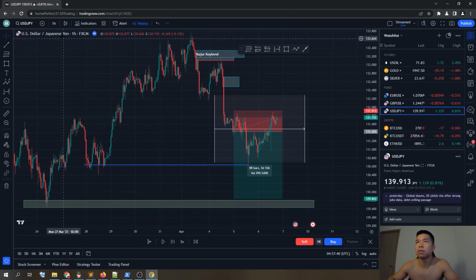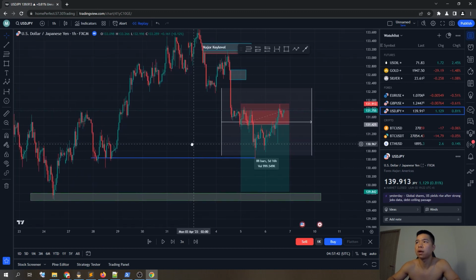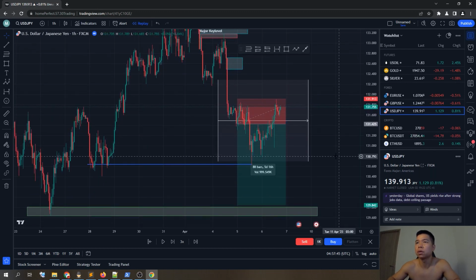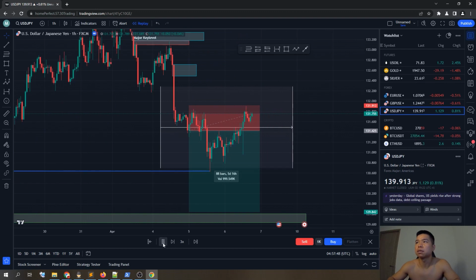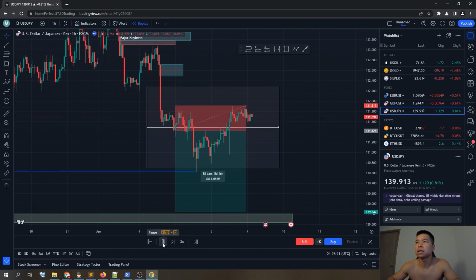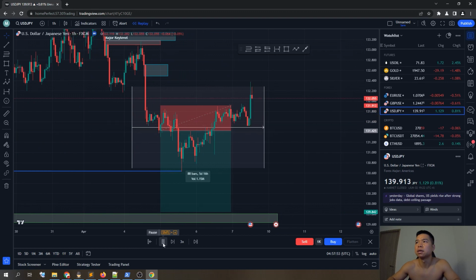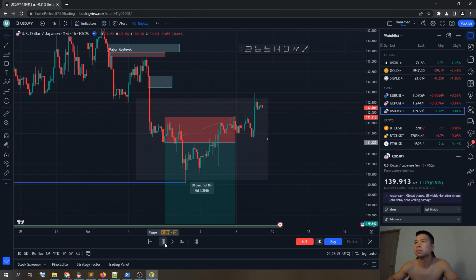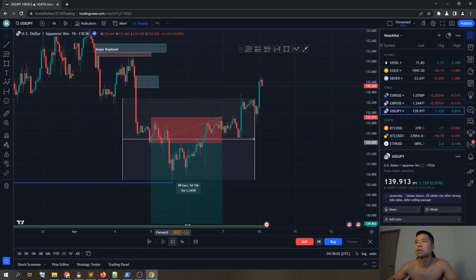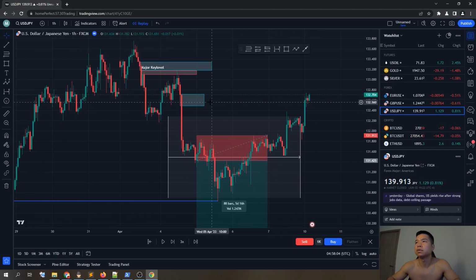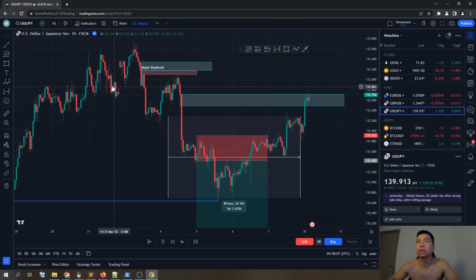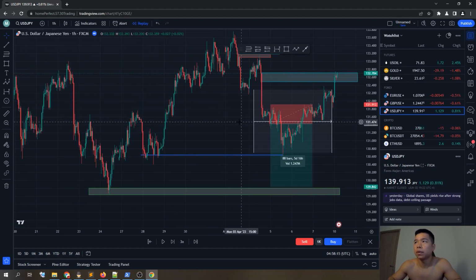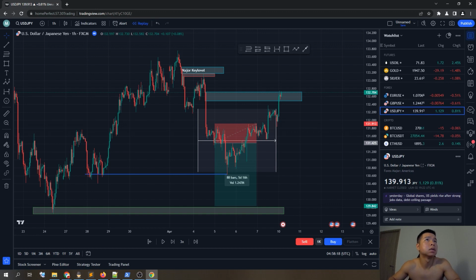Let me see. I will go to the 1 hour time frame, and I think that this one will hit my stop loss. Yes, it did. Okay, so it did retrace back to this one. It broke through the other block, which means we are in an uptrend. So we ended up having a loss.